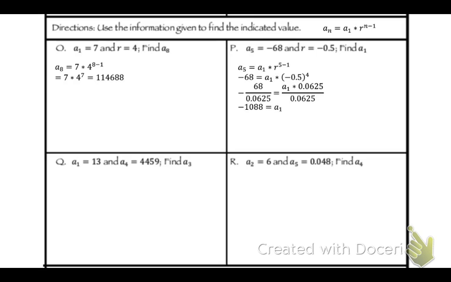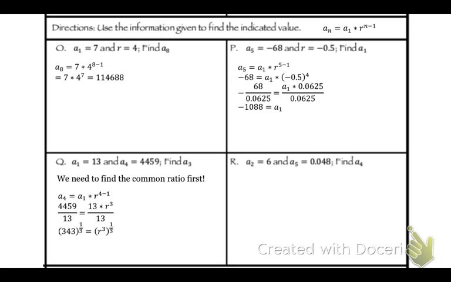Okay? Let's do Q. We need to find the common ratio first. So I'm going to use a sub 4 equals a sub 1 times r to the 4 minus 1 power. And I'm using 4 because that's what was given to me. So that's 4,459 equals 13 times r to the 3rd power. Divide by 13 and you get 343 equals r to the 3rd power. Now you could cube root this, or you could just raise it to the 1/3 power. Raising something to the 1/3 power is the same exact thing as the cube root. So r equals 7.